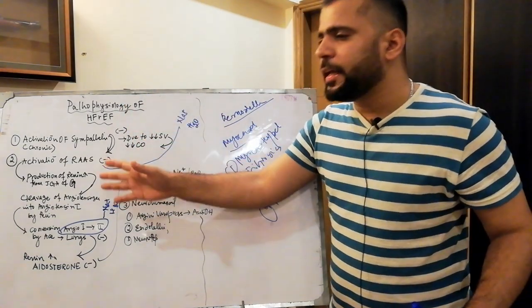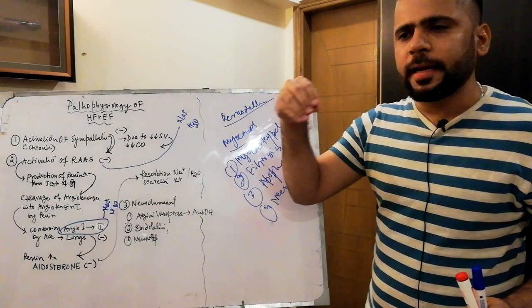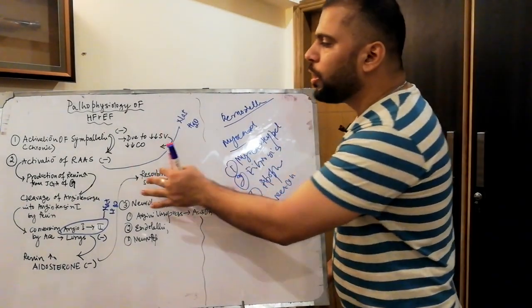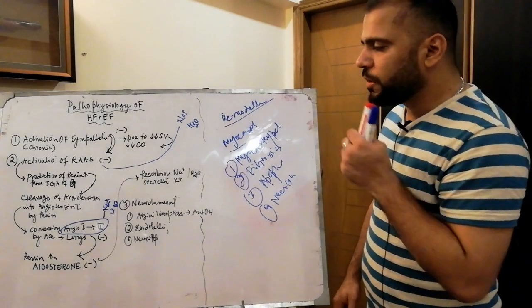But if this system gets activated chronically, then it would cause the remodeling and it would cause HFrEF, heart failure with reduced ejection fraction.